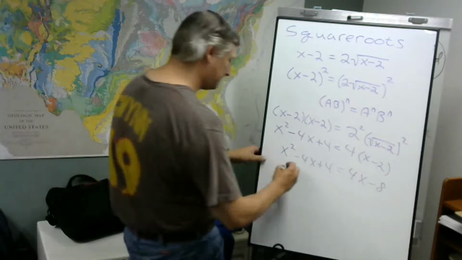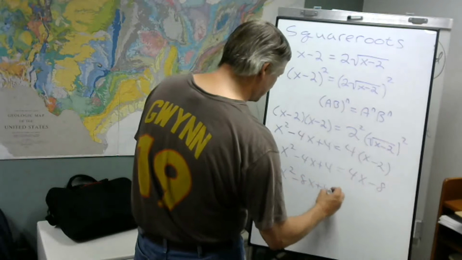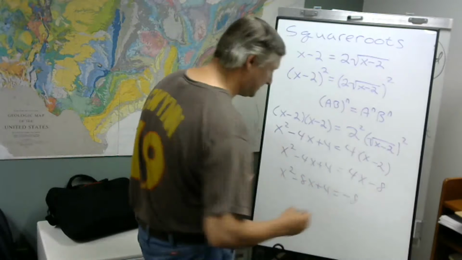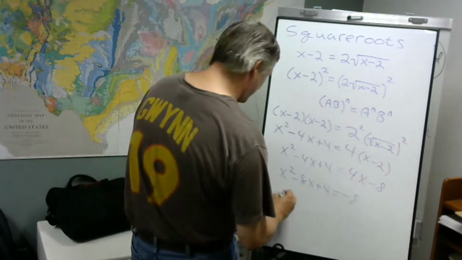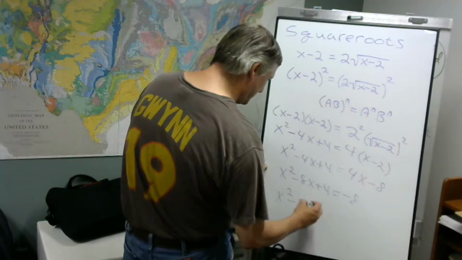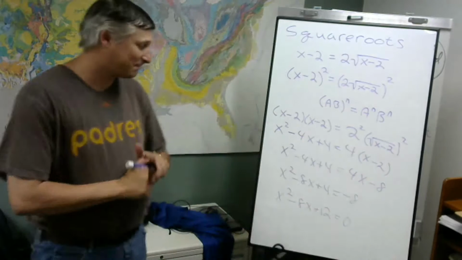Subtract 4x from both sides. X squared minus 8x plus 4 equals minus 8. Add 8 to both sides. X squared minus 8x plus 12 is equal to 0.